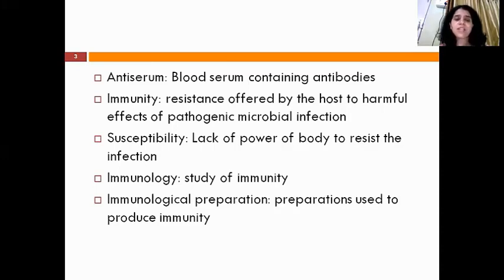So the term susceptibility is usually applicable for whom? For either pediatric or geriatric patients. Because for pediatric patients, their immunity is not well developed, and in the other case, for geriatric patients, the body has undergone wear and tear, due to which their immunity has decreased. Next is immunology. It is the study of immunity, and immunological preparations are all the preparations which are used to increase immunity. An example is Chyawanprash, which is readily available in the market.